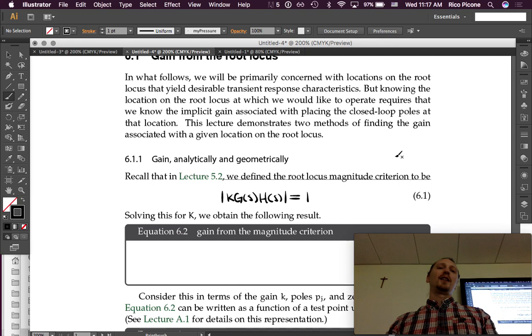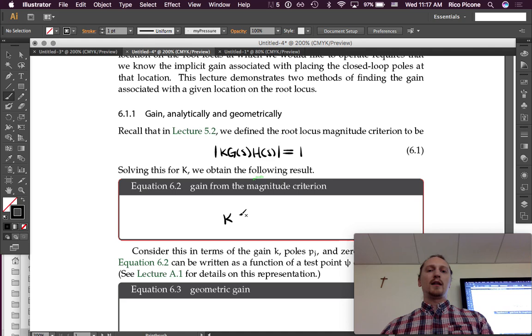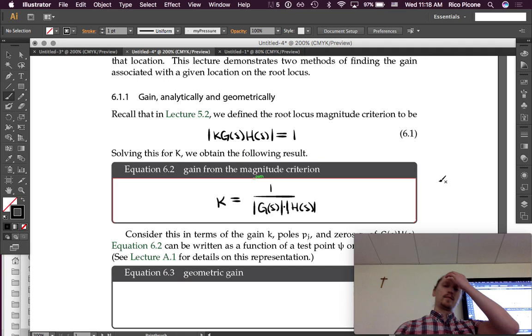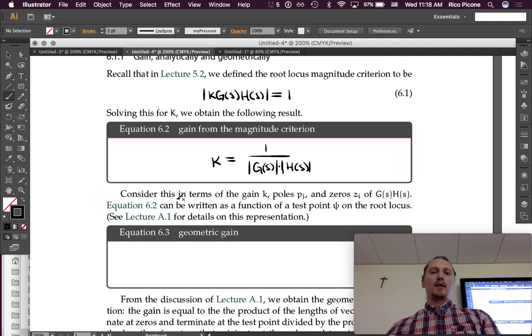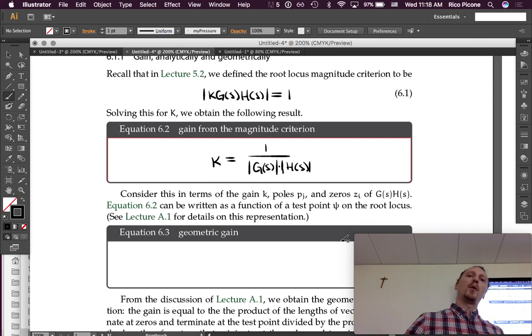If we solve for the gain, K, we obtain the following result: the gain is equal to 1 divided by the magnitude of G(s) times the magnitude of H(s). So this is an analytic solution for the gain. If we have a given point on our root locus that we care about, and we plug in what that value of s was, we would get a gain associated with it.